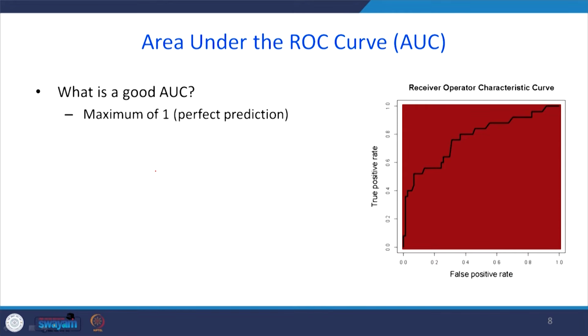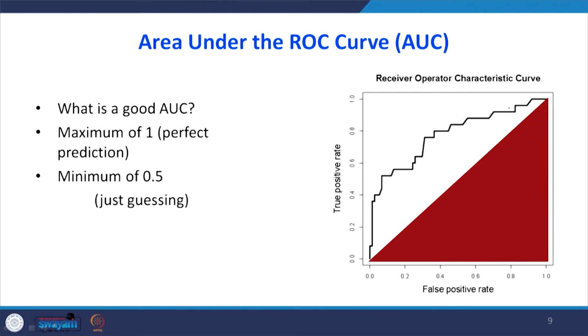What is a good AUC, area under curve? Maximum it can hold everything, that is the perfect prediction. If the perfect prediction is there, that means all zeros are predicted as 0, all ones are predicted as 1, then you will get AUC this full red color. What is a good area under curve? The maximum value is 1 and minimum value is 0.5, it is just guessing one. So, maximum it can go up to 1.